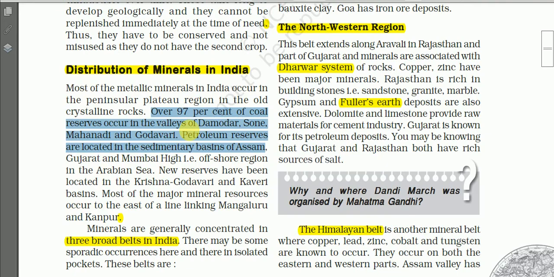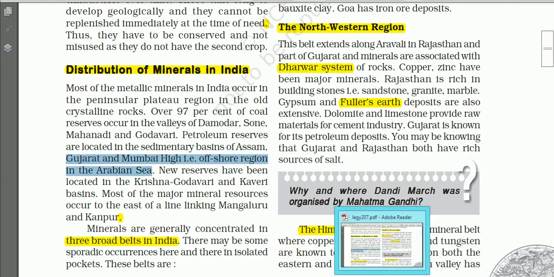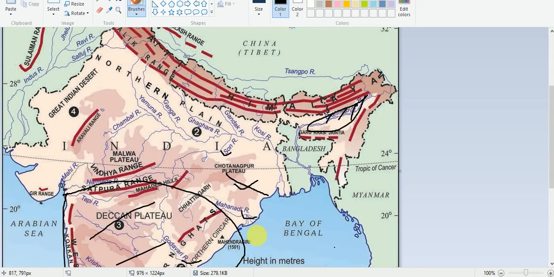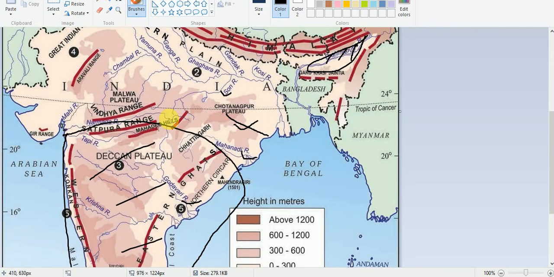See here, petroleum reserves are located in the sedimentary basins of Assam, that is in the Brahmaputra valley, then in Gujarat and Mumbai High, that is the offshore region in the Arabian Sea. So in addition to the Assam valley, in Gujarat also we find petroleum, and another region is Mumbai High, off the coast of Mumbai in the Arabian Sea, where we also find petroleum.